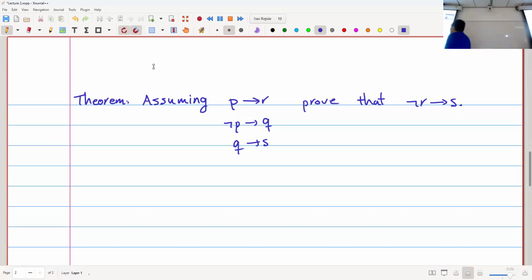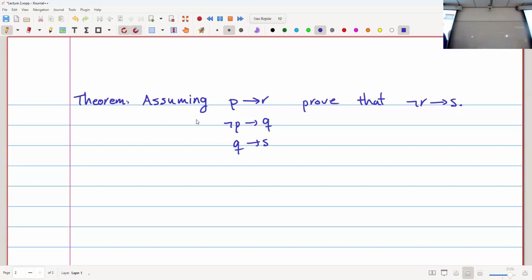Now, one way to prove this would be to just do the truth table again. I had much more energy in the morning. I don't have enough energy to do it now. So you can prove it like that, but I don't want to prove it like that. I want to write a proof.